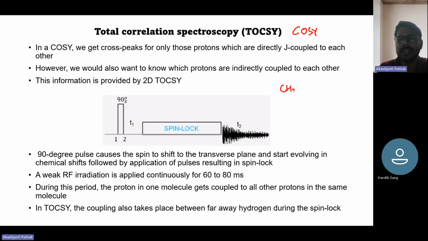consider this example, CH3, CH2, CH2OH. This is propan-1-ol, or propanol. So from the COSY experiment, what information will we get? Here there are three protons. If we label them A, B, C, then the COSY experiment tells us that this A proton is directly coupled to the B proton, and the B proton is directly coupled to the C proton. But it will not give us any information on whether A is also coupled to C indirectly or not. That information we will not get.